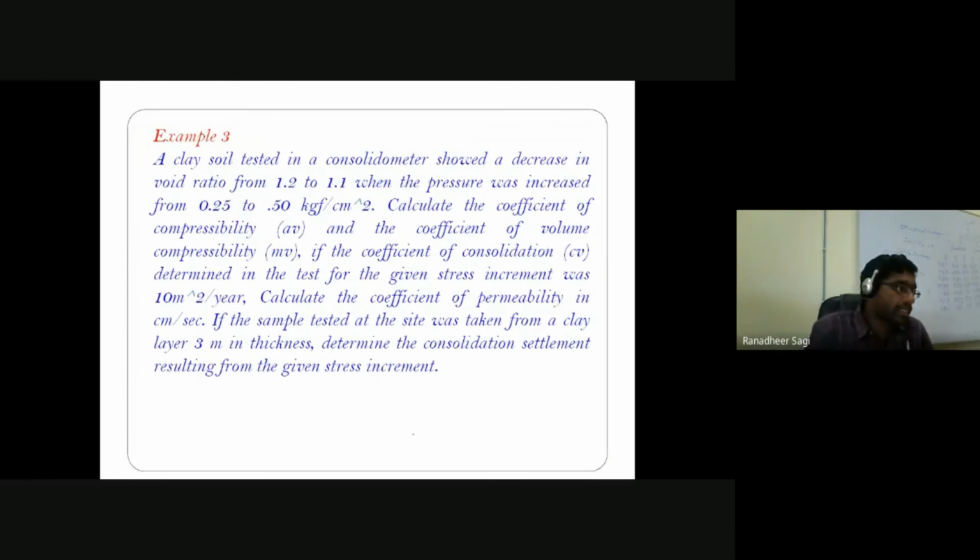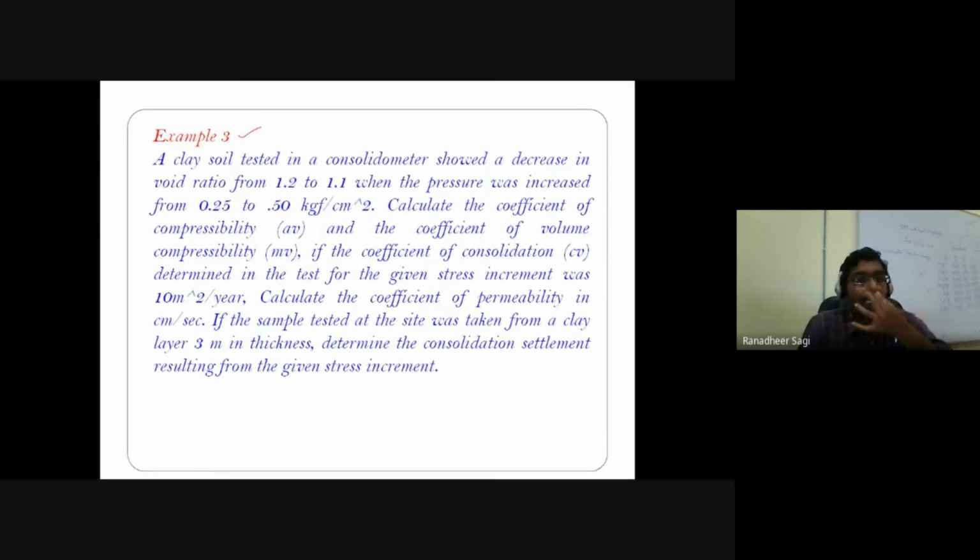And next, question number 3. What is given in the problem? A clay soil tested in a consolidometer showed a decrease in the void ratio from 1.2 to 1.1. So when you are carrying out the consolidation test, the void ratio in that particular soil sample changed from 1.2 to 1.1 when the pressure was increased from 0.25 to 0.5 kg force per centimeter square.